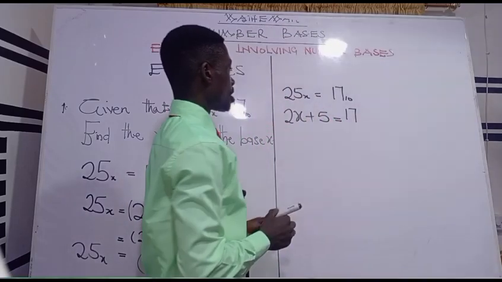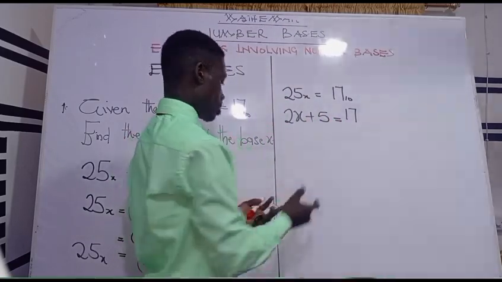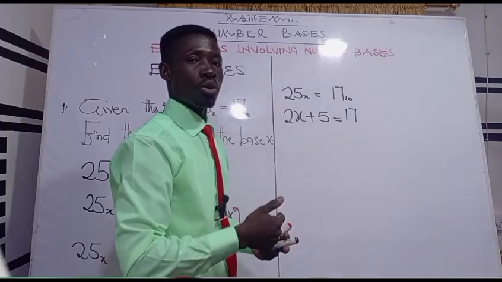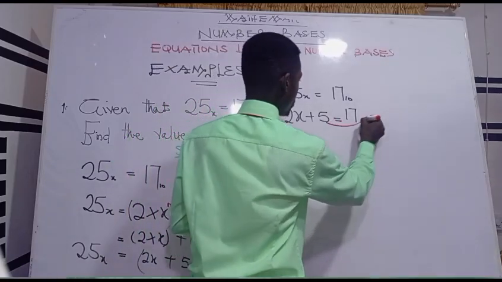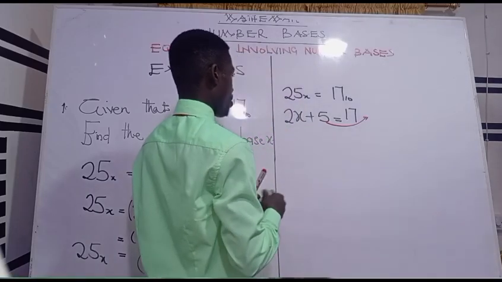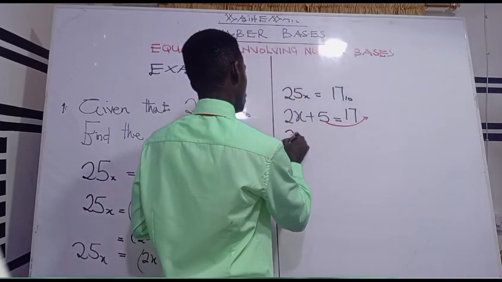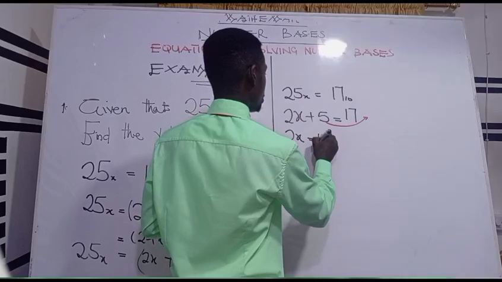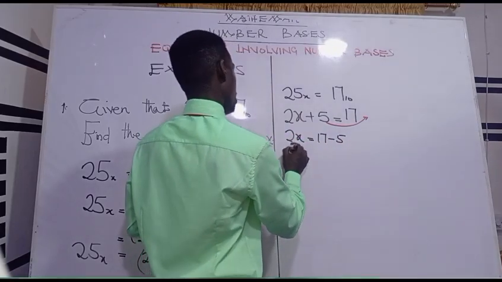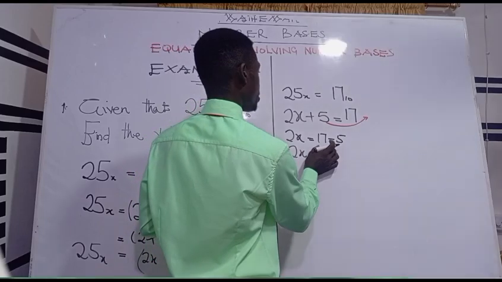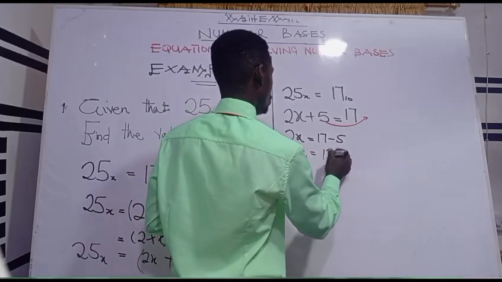Good. Now we are looking for x. So at this point, what do we do? We do what we call transposition. So we are going to transpose 5 to this side of the equation. And we are going to be left with 2x is equal to 17 minus 5. So we have 2x is equal to 17 minus 5 will give us 12.